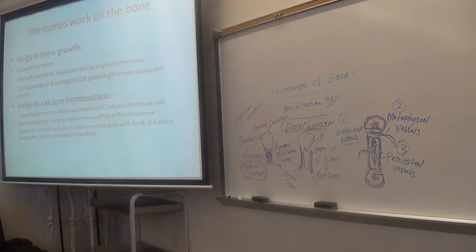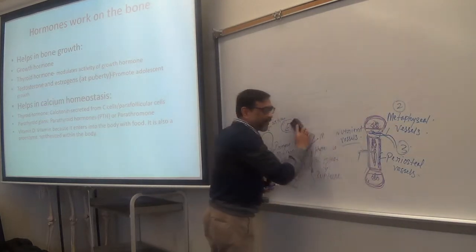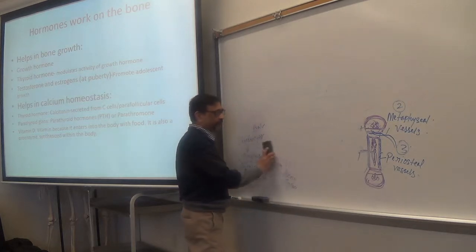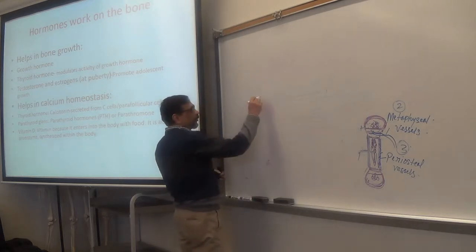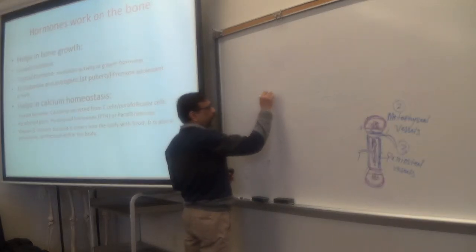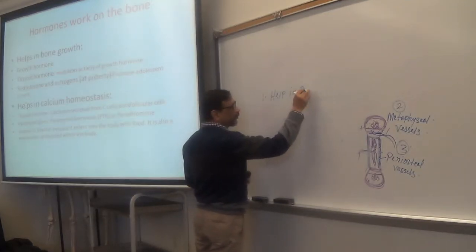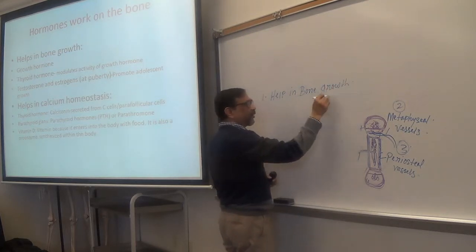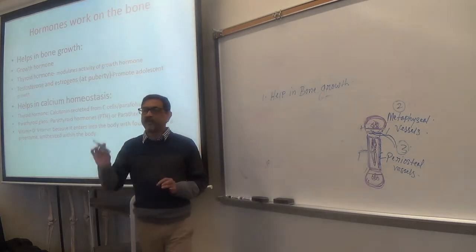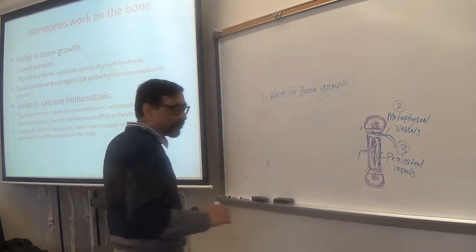Last thing, the hormones that work on the bones. I mentioned at the very beginning that two types of hormones work on the bones. One type of hormones helps in what? How many of you remember? Growth, I mentioned. Help in bone growth. There are a few hormones that help in the growth of the bone. Make sense?